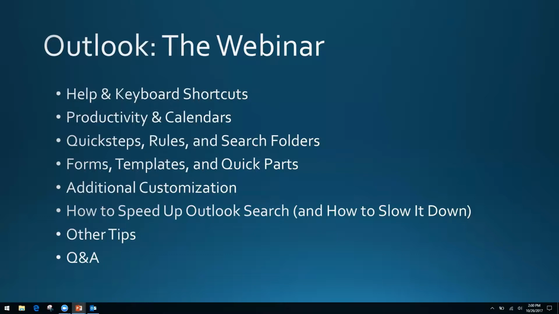We're going to go over some keyboard shortcuts and how to best use the help option for people who are brand new to Microsoft Outlook. We're going to go over productivity and calendars, quick steps, rules, and search folders, forms, templates, and quick parts. We're going to look at some additional customization options, going to look at how to speed up Outlook search and how to slow it down. We're going to touch on some other tips that don't quite fall into the categories above. And then after everything is said and done, we will take your questions.